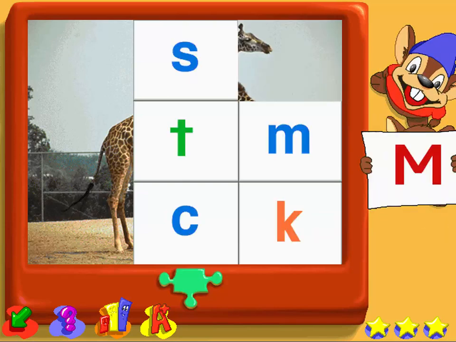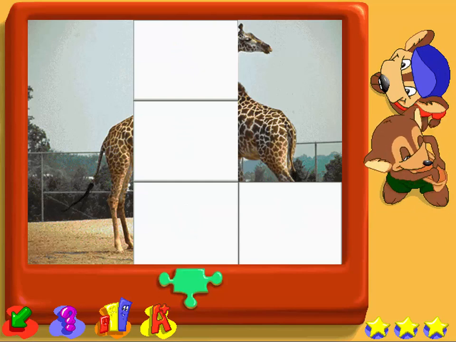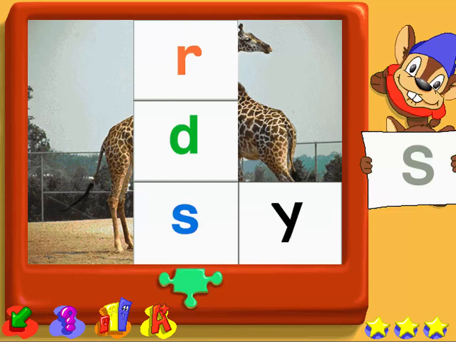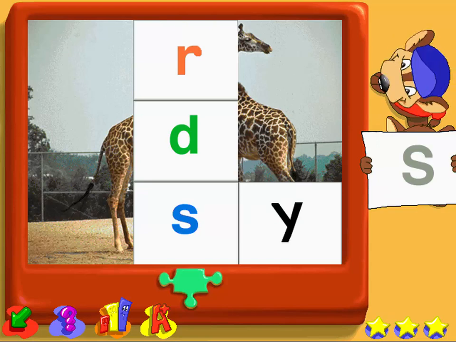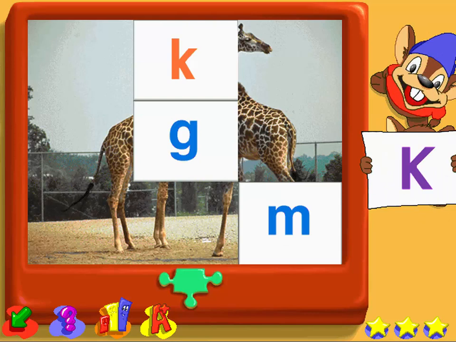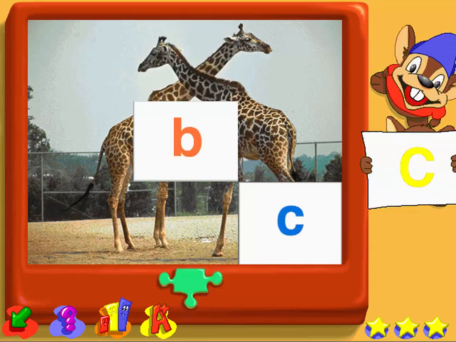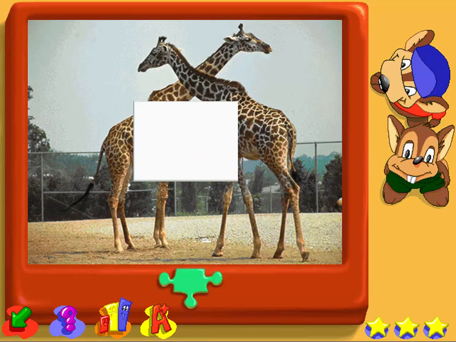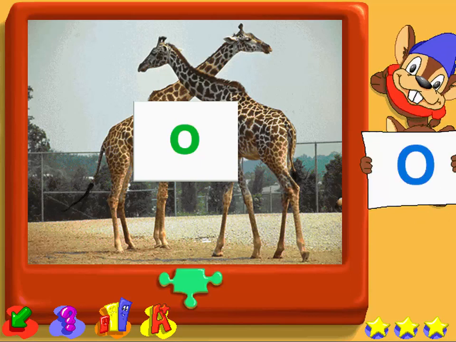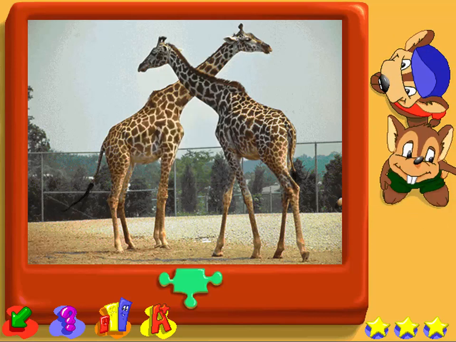Find the box that starts with the letter M. M. Find the box that starts with the letter S. S. Find the box that starts with the letter K. K. Find the box that starts with the letter C. C. Find the box that starts with the letter O. O. Great job! I'm not puzzled at all anymore.